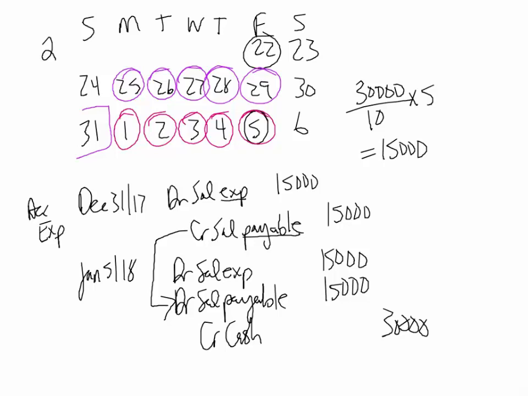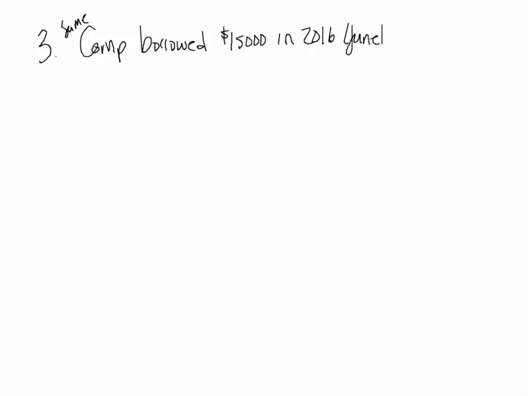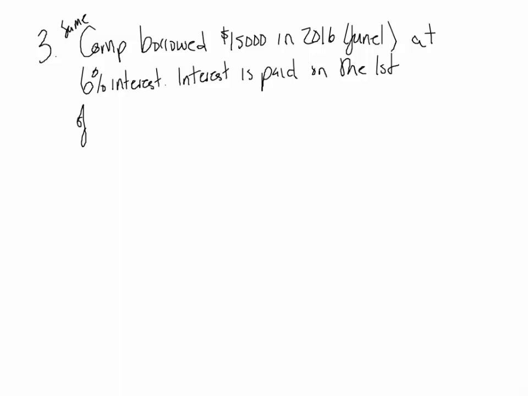All right, now I'm just going to make one up quickly. I'm a phantom three. So let's assume that a company, same company. So we have all the same parameters. So same company borrowed $15,000 in 2016, June 1st, at, let's say, 6% interest, and interest is paid on the first of each month. Okay, do we need to do an entry for the $15,000?